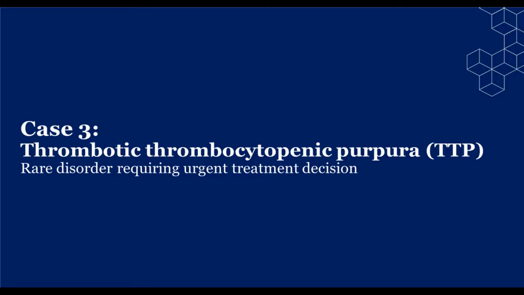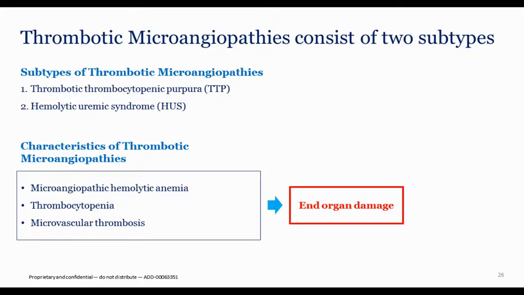So now turning to one final disorder that requires immediate attention, and this disorder is called thrombotic thrombocytopenic purpura. So as we move to the thrombotic microangiopathies, these actually consist of two different subtypes, thrombotic thrombocytopenic purpura, or TTP, and hemolytic uremic syndrome, or HUS.